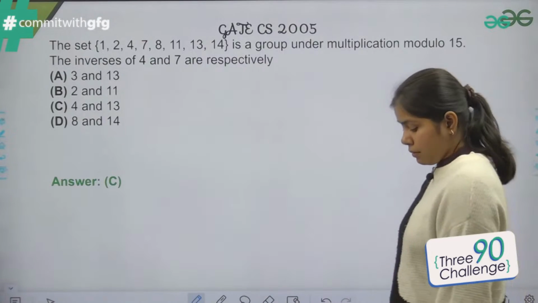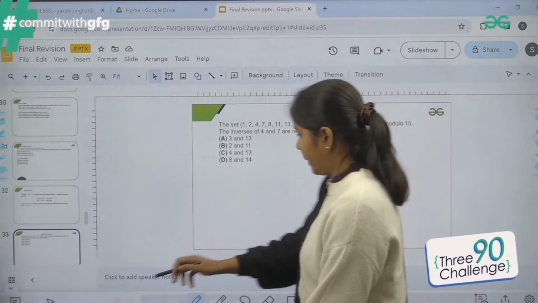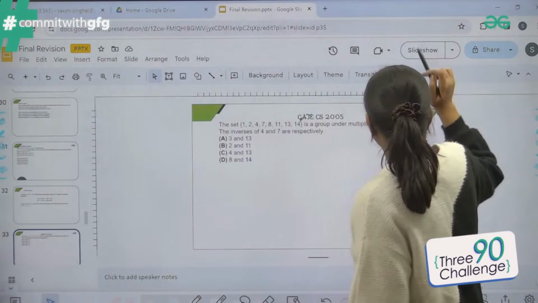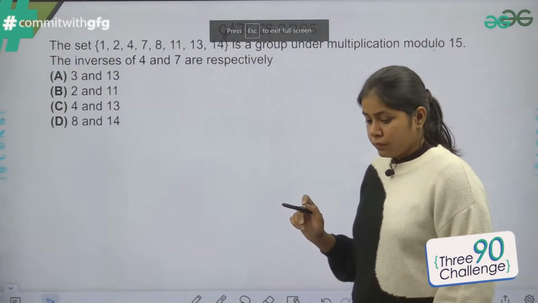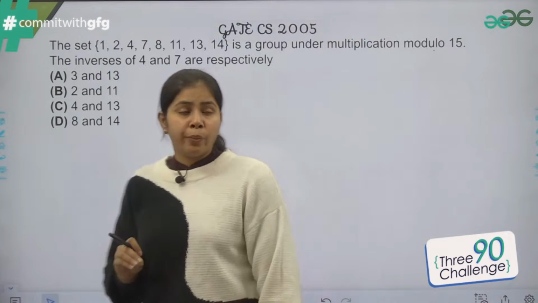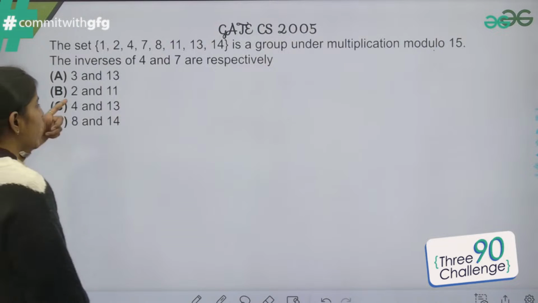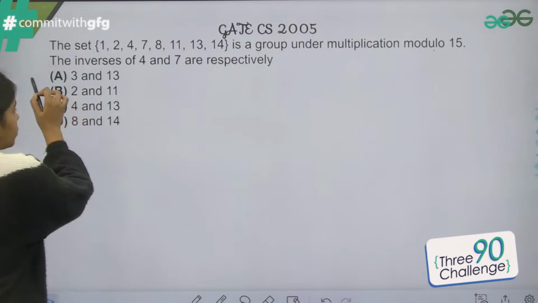Okay, so this is a question. It says that this set is a group under multiplication modulo 15. We have to find out the inverse of 4 and 7 respectively. So what would I do? Because we have been given these options, I'll go through the options.